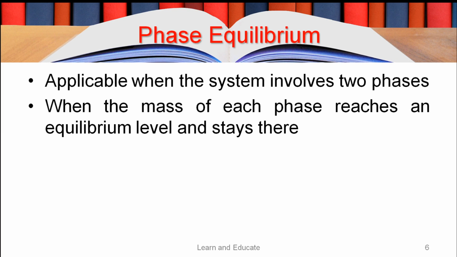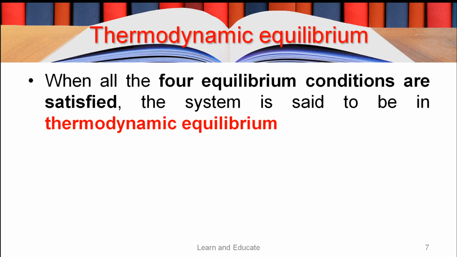The first three, mechanical, thermal and chemical equilibrium, are most commonly used in thermodynamics. This phase equilibrium will be considered only when there are two phases, two phase flow. Otherwise, when the other three equilibriums are satisfied, we can say that the system is in thermodynamic equilibrium. If there are two phases involved, when all the four equilibrium conditions are satisfied, we can say that the system is in thermodynamic equilibrium.